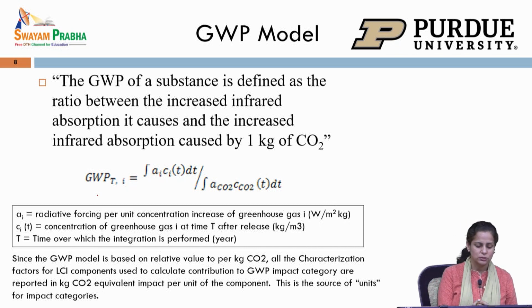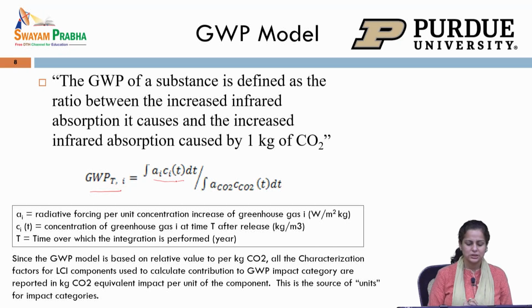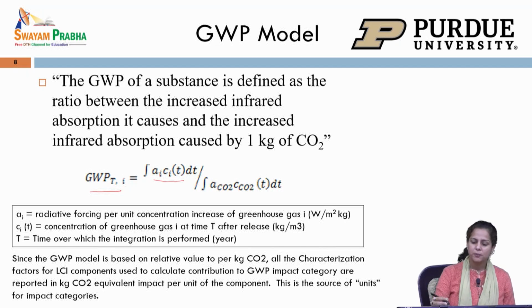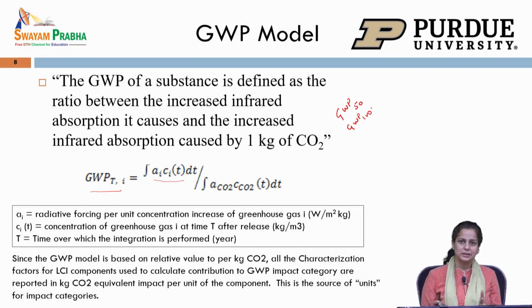So here you can see that your GWP-TI is given as the integral of AI times CI(t) dt, where CI(t) is the concentration of greenhouse gas at time t after release, so it is in kg per meter cube. AI is your radiative forcing per unit concentration of greenhouse gas, and then you integrate it over time. So that is why people report GWP either for 50 years or for 100 years. When you have that accumulation of the gases over the number of years, it causes an increase in the infrared absorption, which has an overall increase in the global warming.